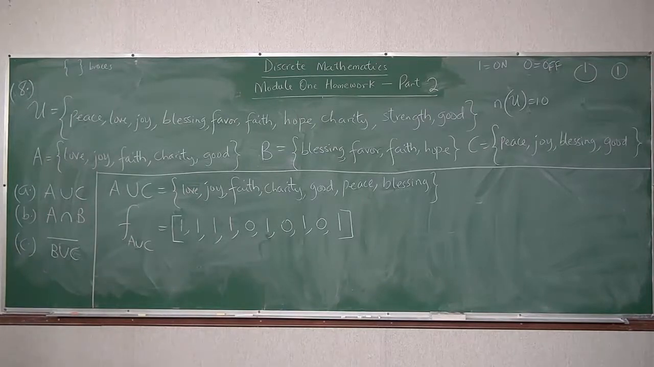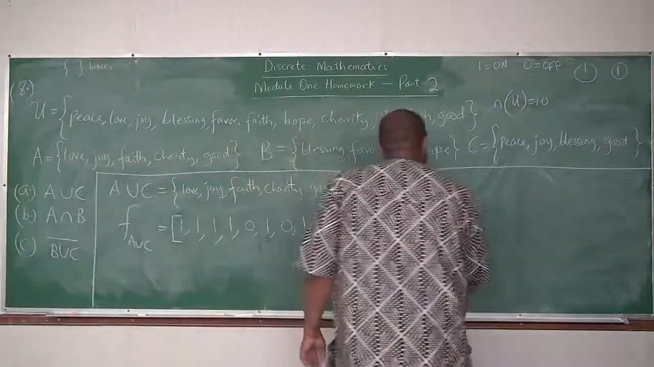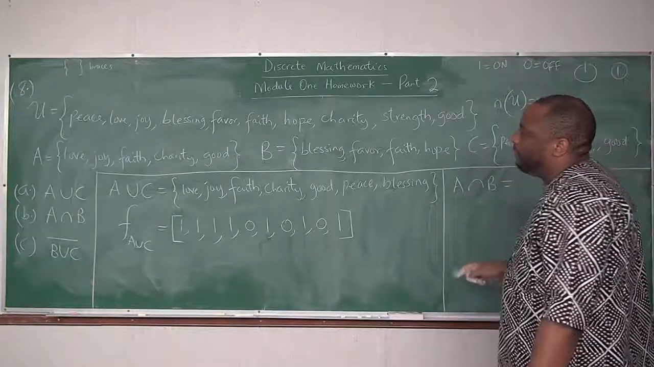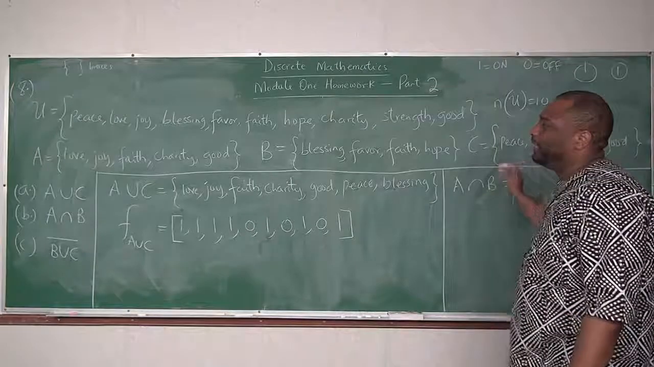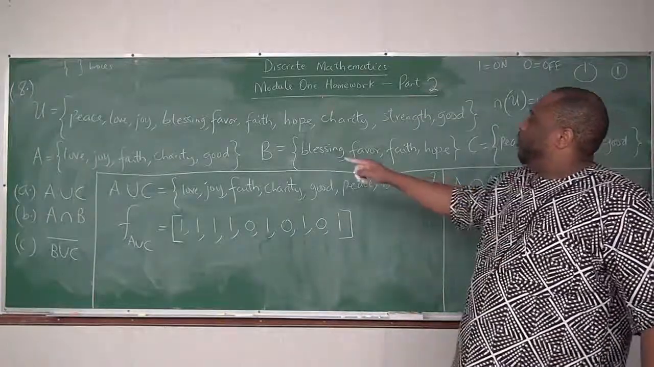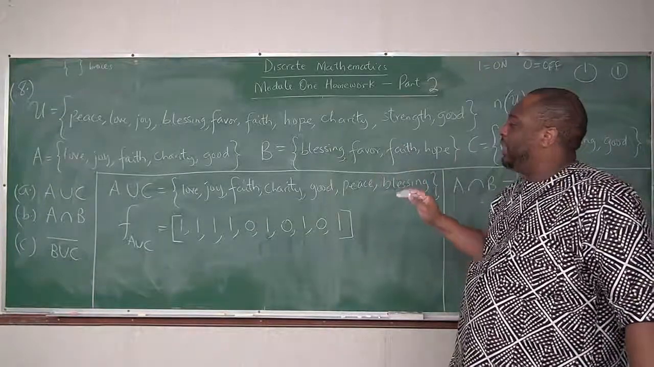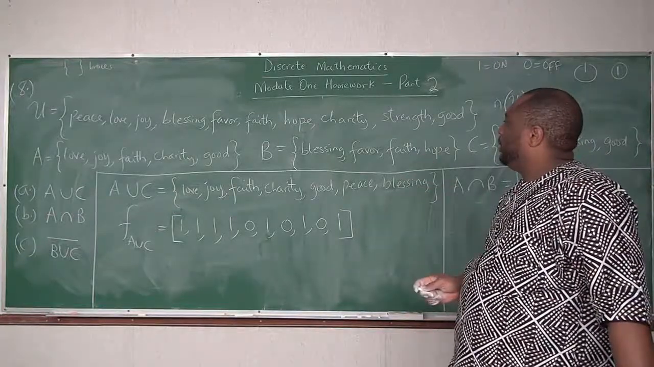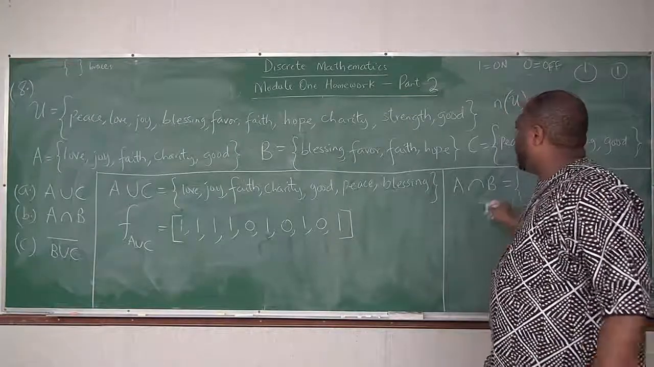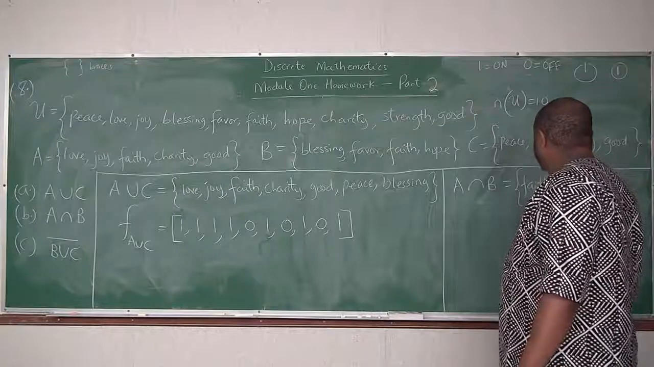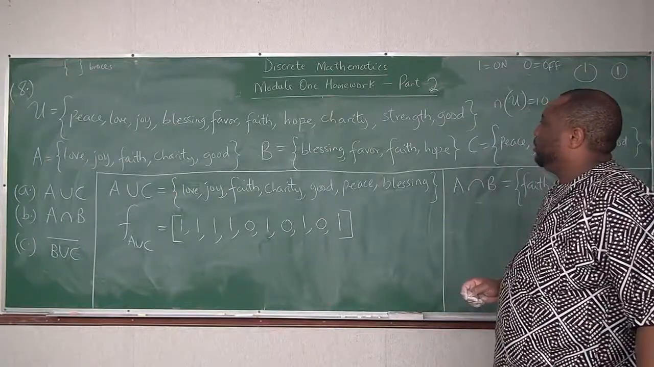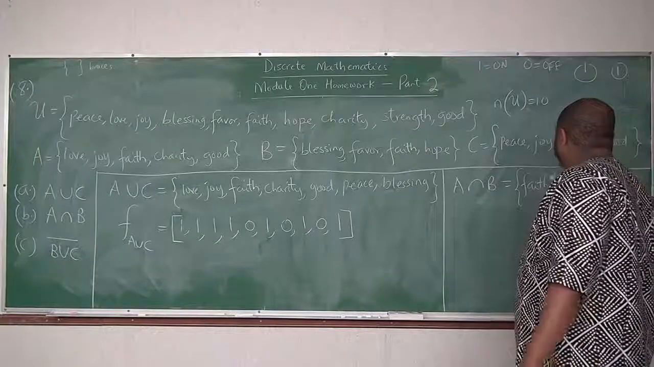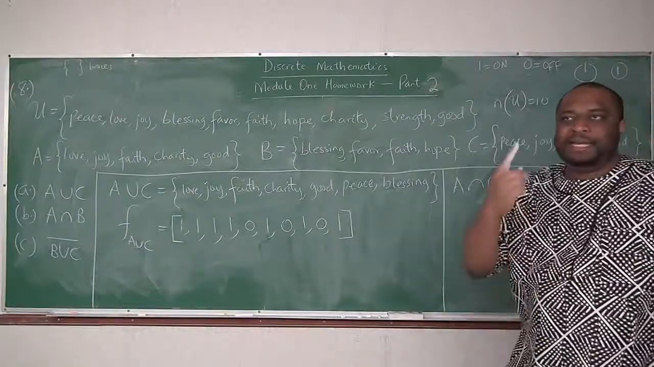Now, let's see whether we can do A intersect B. A intersect B, we list the elements of the set that they have in common only. What set A and set B have in common only. Love, no. Joy, no. Faith, they have faith in common. Charity, no. Good, no. So they have only faith. So this is a unit set, a set that has only one element.